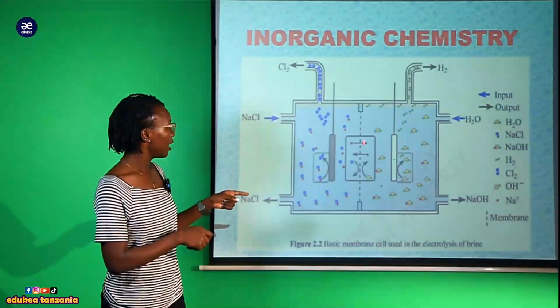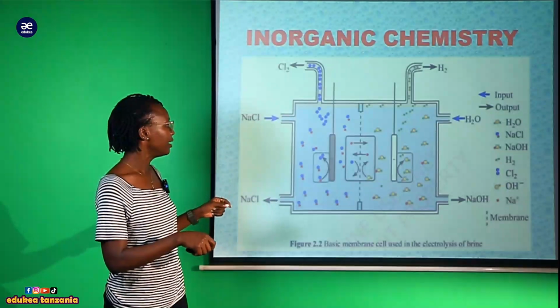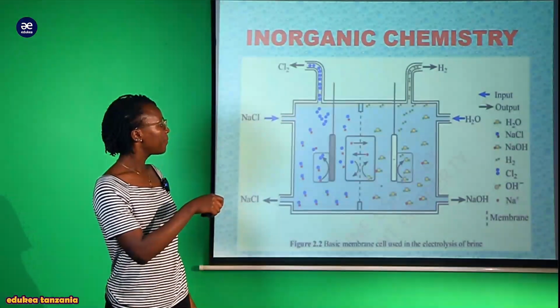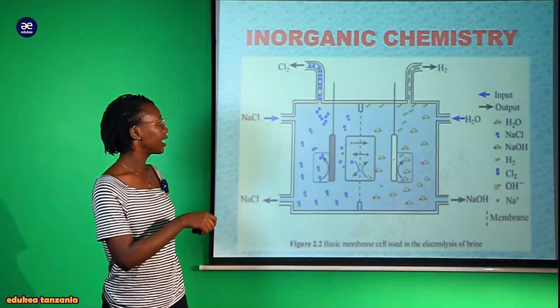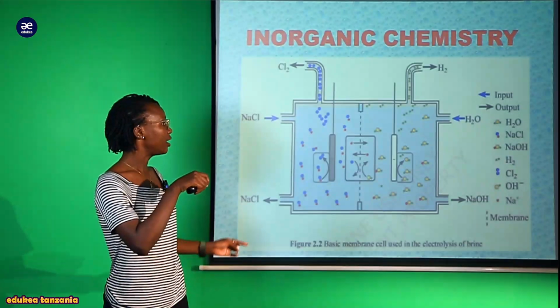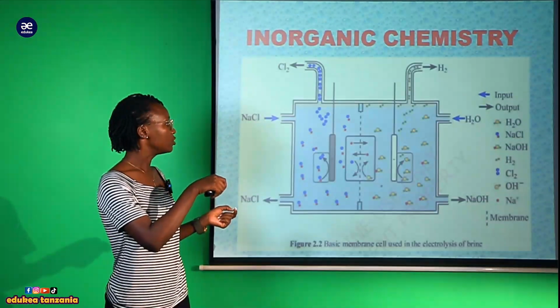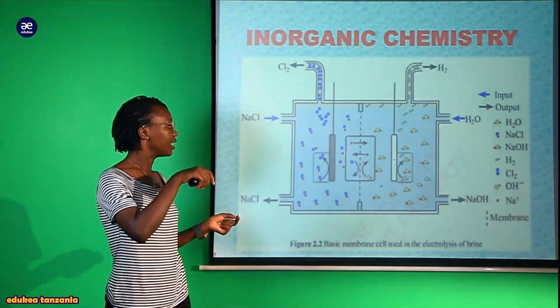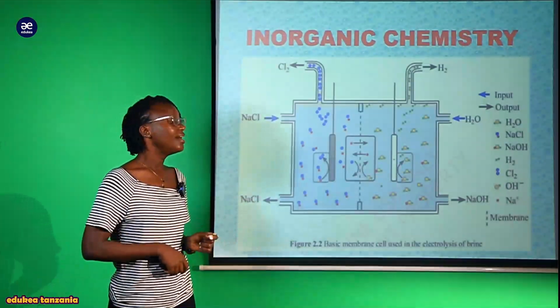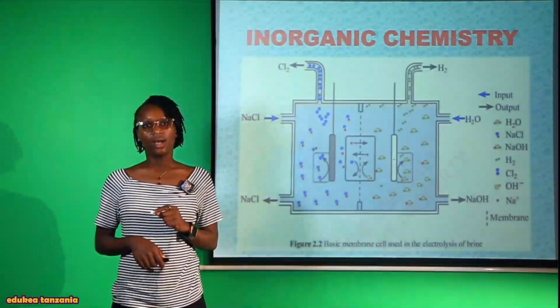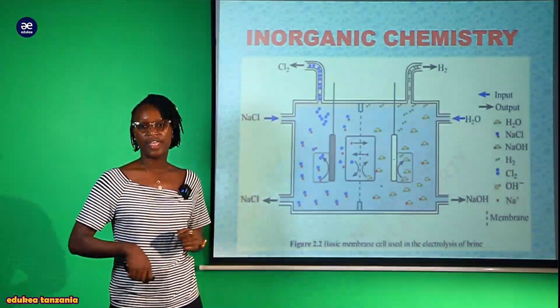So this one unavyoona kwenye hii diagram, unaona kwamba hapa kati katika hizi key za hizi anodes, unaona kuna kama kijunction hiki hapa, hizi dotted line ambazo zimeconnect this side and this side. This is what we call the membrane cell. Kwa hiyo sasa kazi ya membrane cell ni kufanyaje?